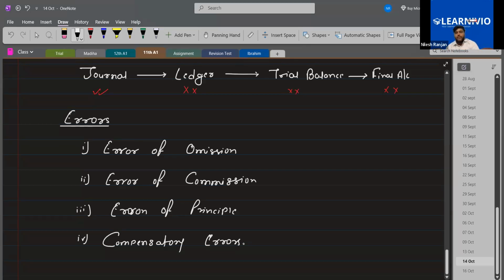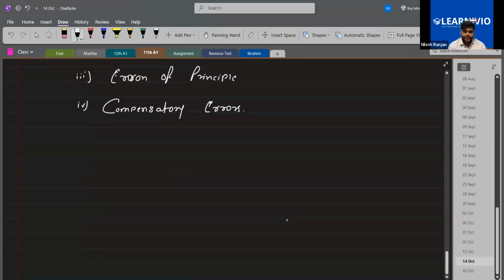Now, what are these errors? Actually, at every step, we will discuss different types of errors and how to rectify them at different steps. There will be not much use of ledger, trial balance, or final account here. You just have to understand the journal entry. You should remember the journal entry concept to understand this concept. So, error of omission. What is error of omission? Omission means to leave any item while you are passing a journal entry or doing anything else. To leave anything in recording. Error of omission means either you leave items partially or fully.